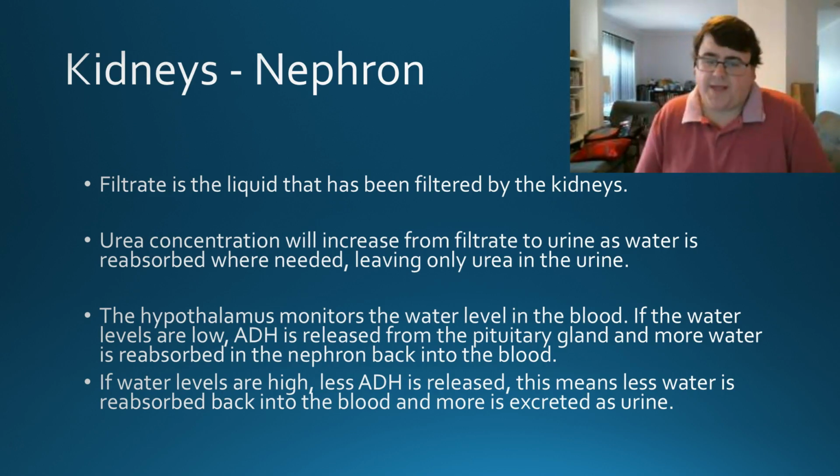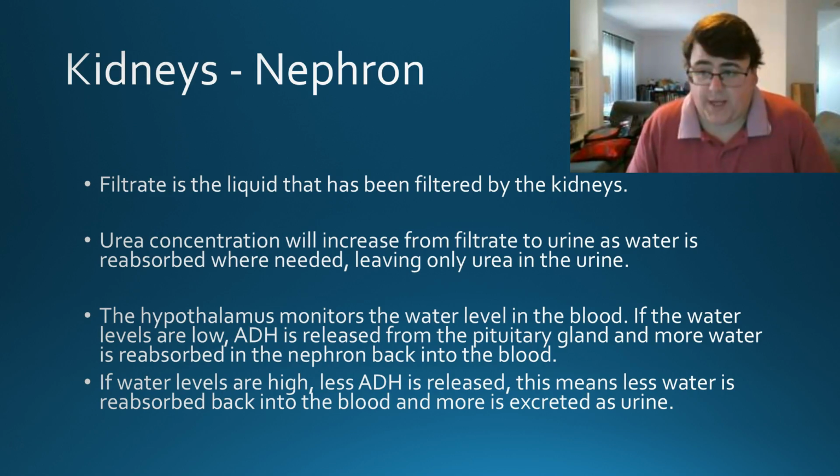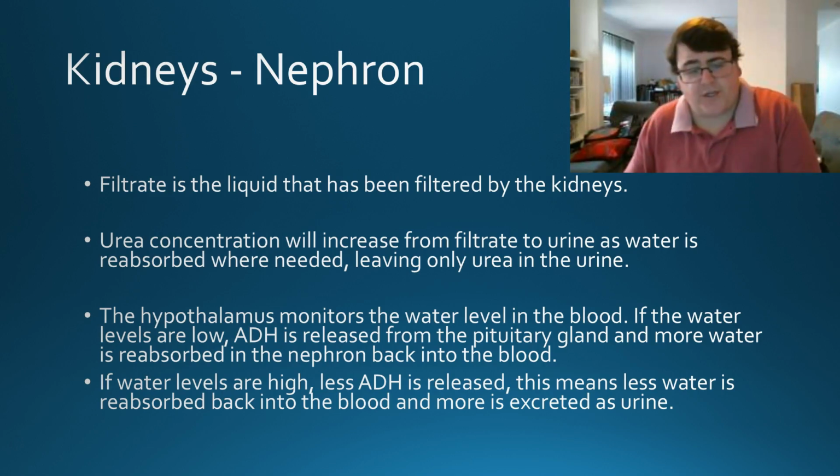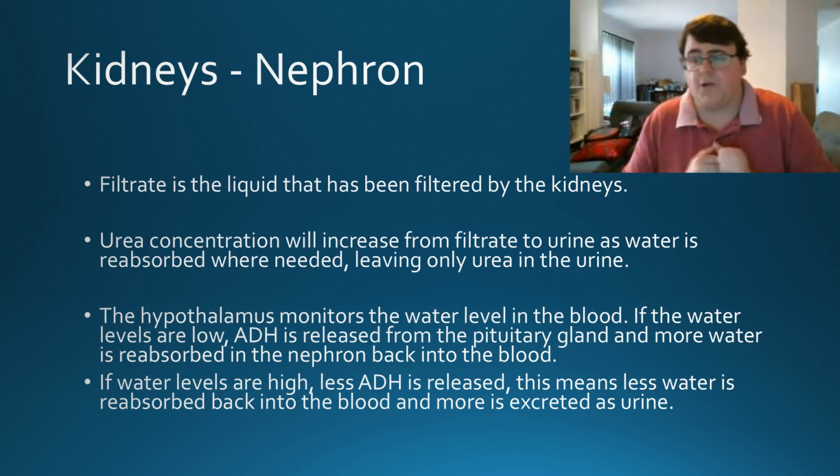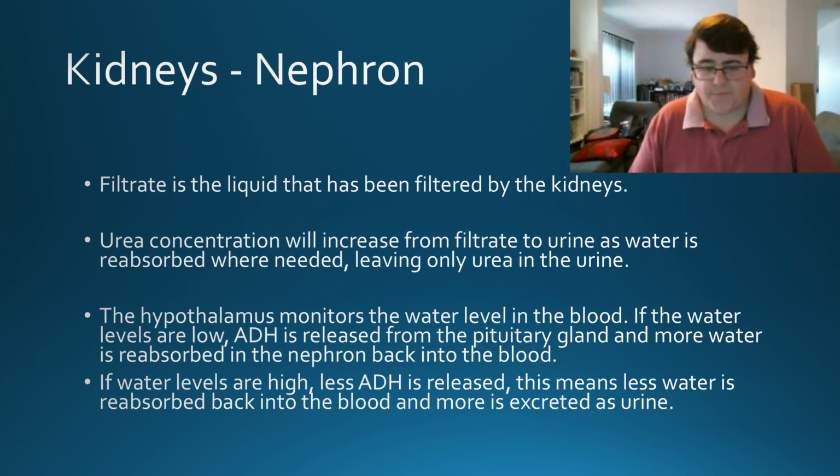Your hypothalamus is monitoring the water level in your blood, and if the water levels are low, it will release a chemical called antidiuretic hormone, or ADH. That's released from the pituitary gland, and when that's released, that tells the nephron, absorb more water back into the blood. We don't want to lose the water, we need it. So if your water level is too high in your blood, your hypothalamus holds back. It doesn't release as much ADH, your nephron doesn't get that message, and the water just goes through the loop of Henle and is excreted in urine. So nephrons and the amount of water that's going to be in urine is all controlled via ADH.